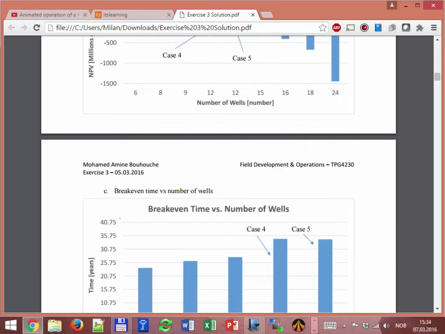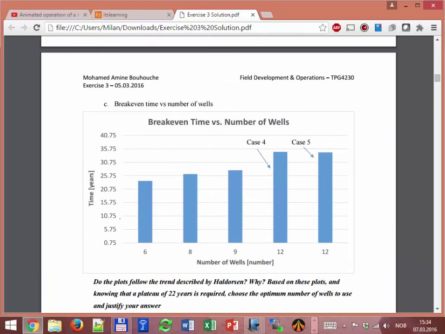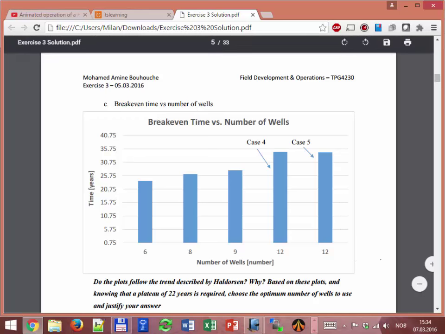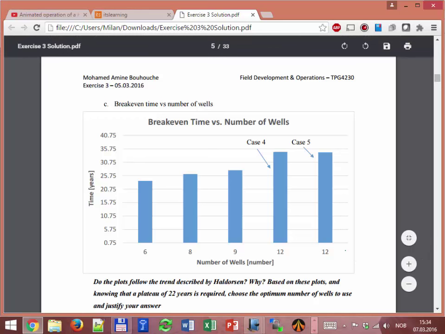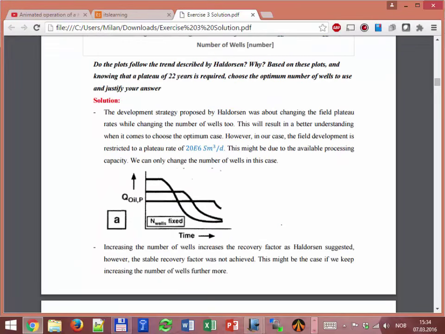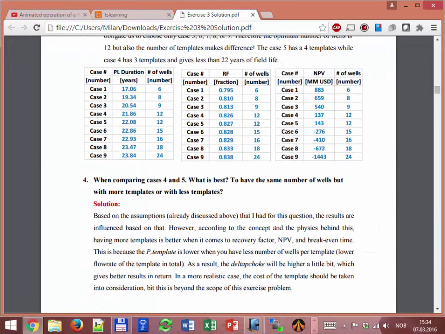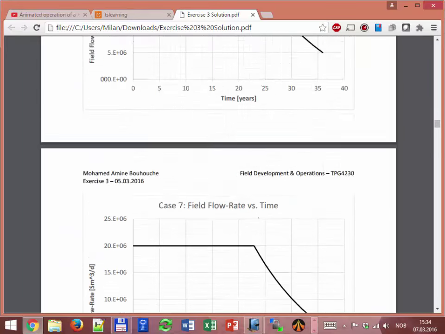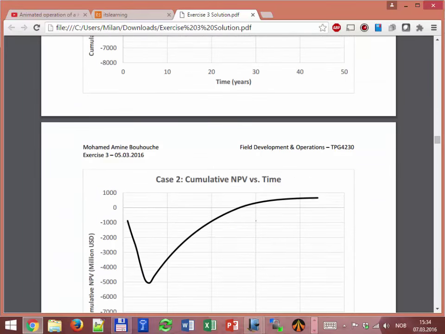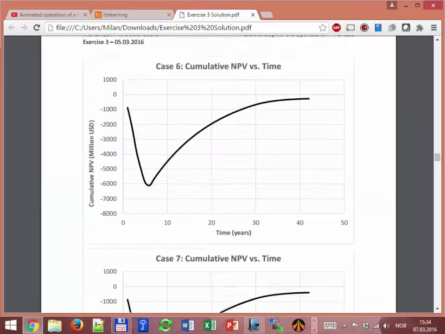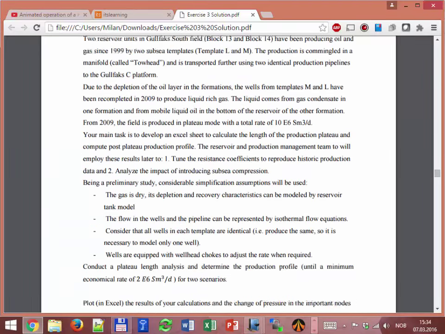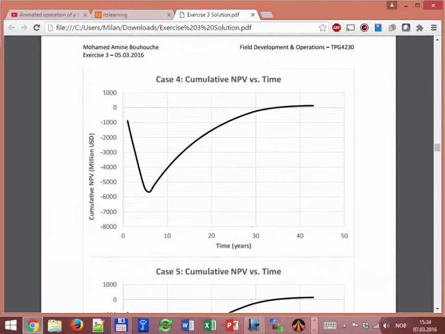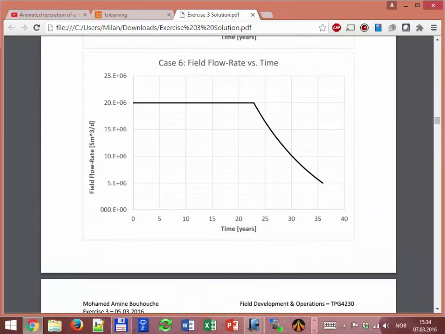Yeah, NPV, that's okay. Break-even time. And after 12 wells, actually, you never recover. All the time, the NPV is negative. That's correct. Let's see. Where is the plot that I want to see? It's not here. The NPV versus number of wells.